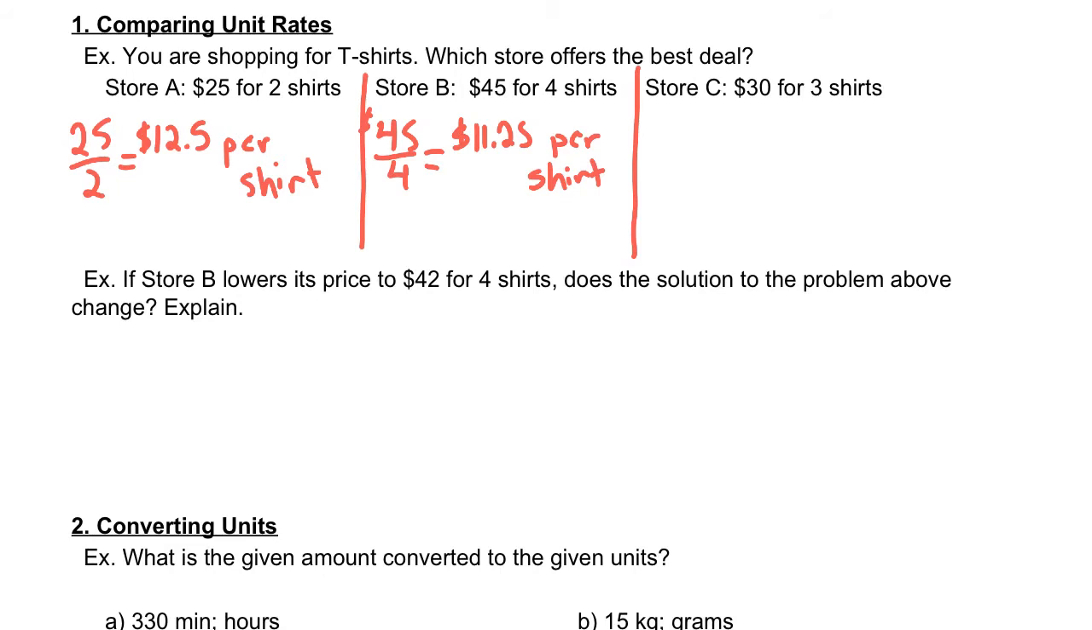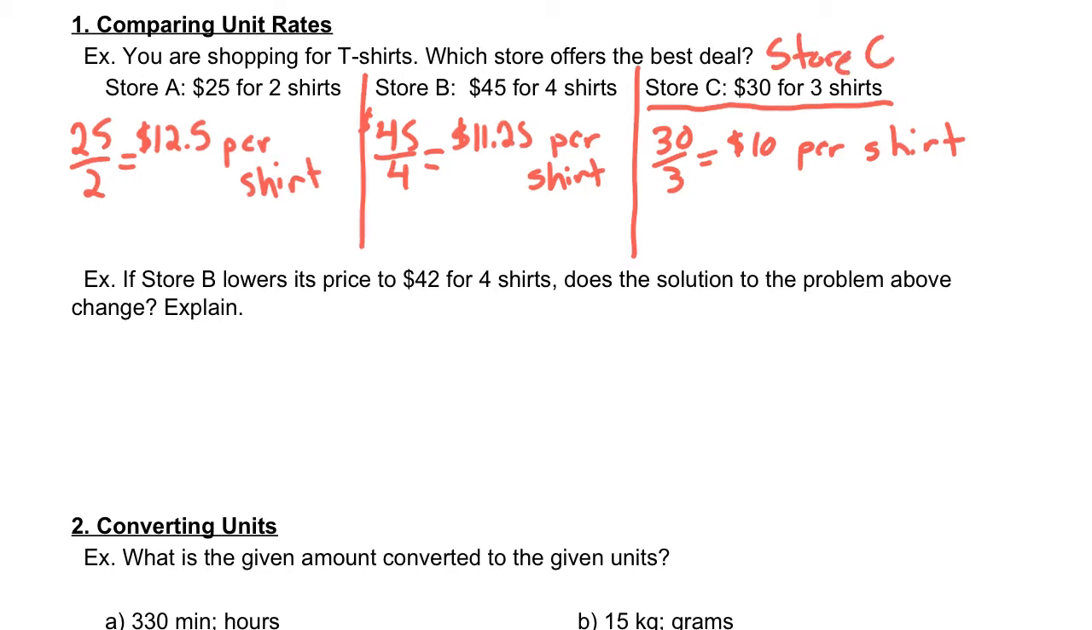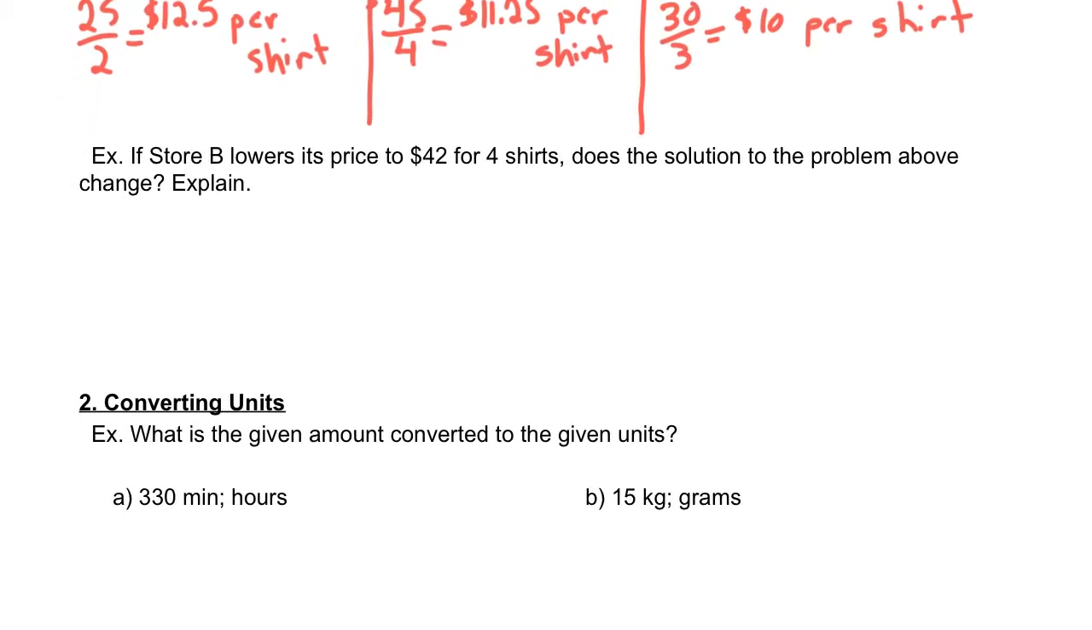And then store C, $30 for 3 shirts. 30 divided by 3 ends up being $10 per shirt, $10 for each shirt. So the best deal would be the cheapest unit price, which would be store C, because they offer the cheapest price per shirt. You're getting the most shirts for the least amount of money, or the same amount of shirts for the least amount of money. So store C would be the best deal.